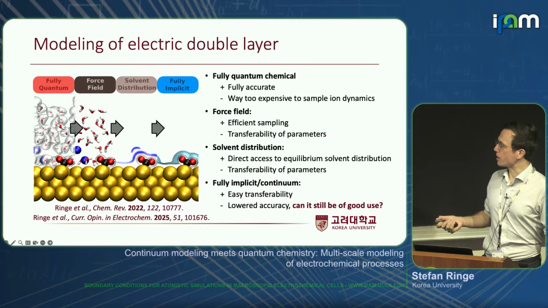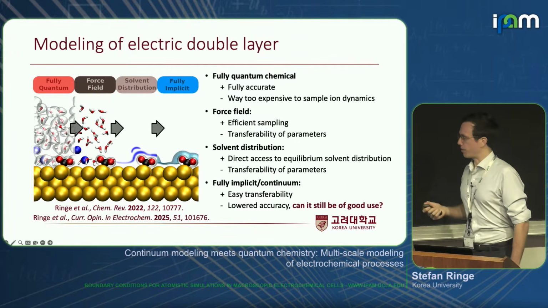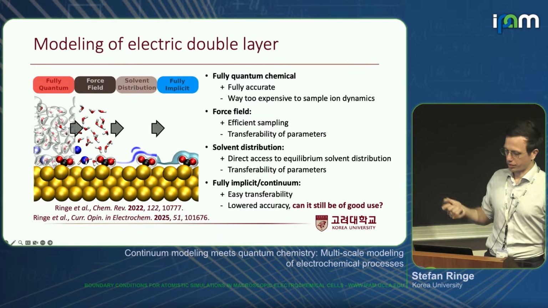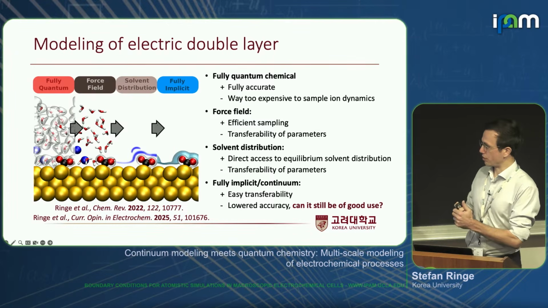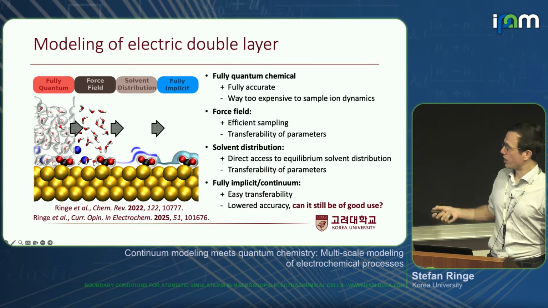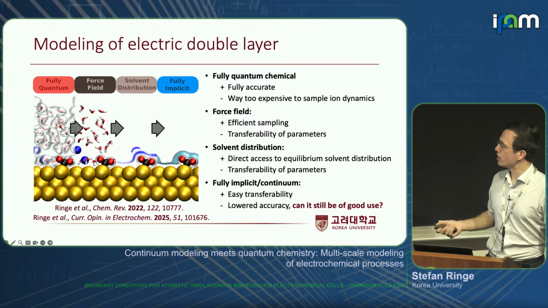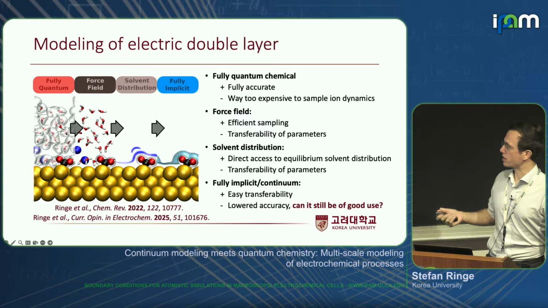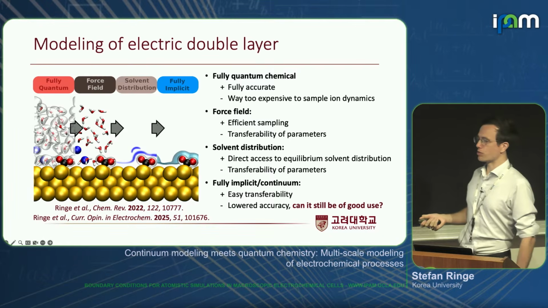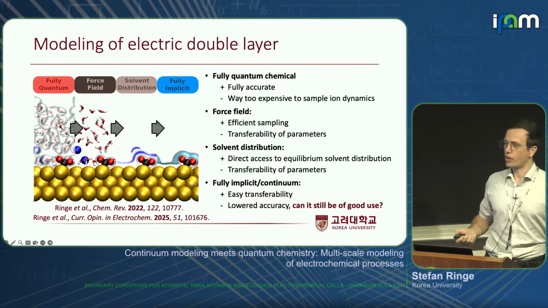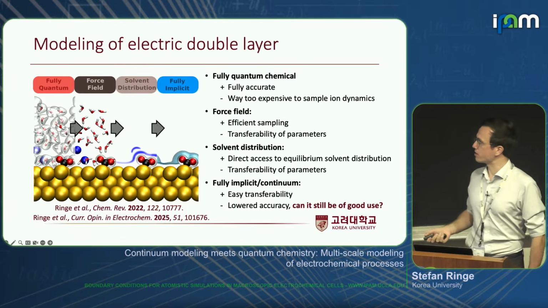What we can also do is use these solvent distribution models, like RISM, or density functional theory for liquids. Then we can actually get the distributions of the solvent molecules, really these oscillatory functions. But we have the same problem as in the classical force fields. We introduce a lot of parameters which we need to determine for every particular system.